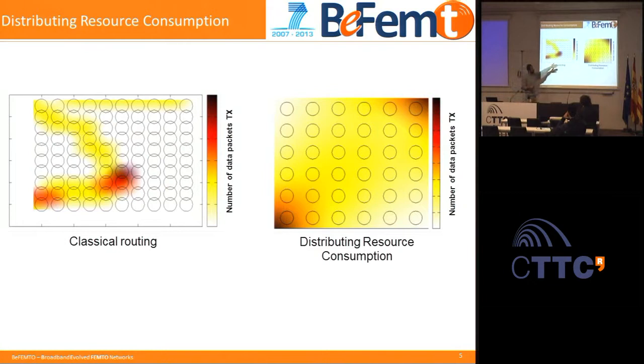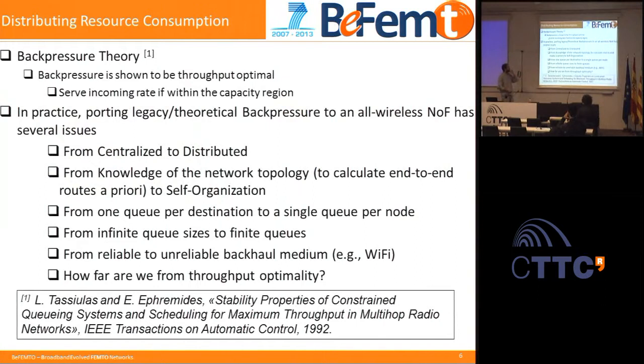On the other hand, our ideal scenario is that, imagine you have a flow going from this node to this other node, and we would like to evenly distribute resource consumption throughout the network, but not just for this single flow, but for any flow that we may put in the network. So, how do we attain this distribution?